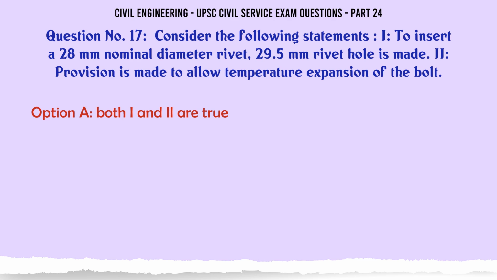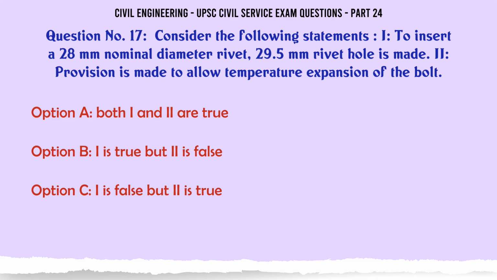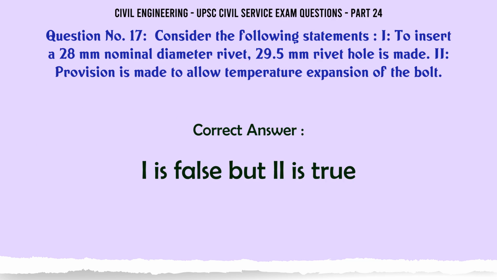Consider the following statements. 1. To insert a 28 mm nominal diameter rivet, a 29.5 mm rivet hole is made. 2. Provision is made to allow temperature expansion of the bolt. A. Both 1 and 2 are true. B. 1 is true but 2 is false. C. 1 is false but 2 is true. D. Both 1 and 2 are false. The correct answer is 1 is false but 2 is true.